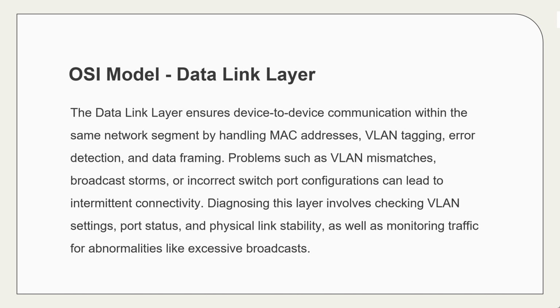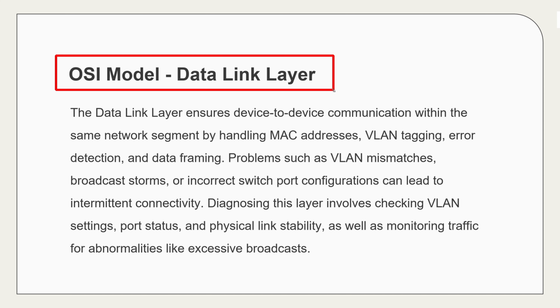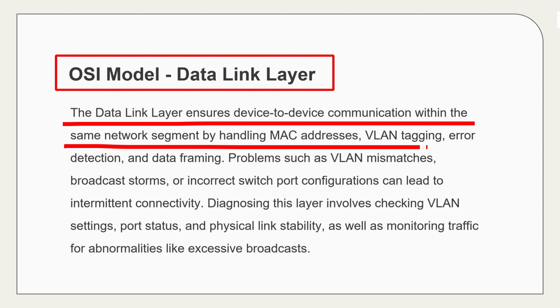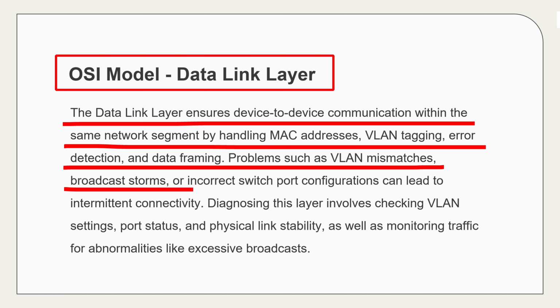The knowledge points of this question are: troubleshooting the OSI model's data link layer. The data link layer handles local communication like VLANs, MAC addresses, and error checking. Issues here, such as VLAN mismatches or bad port configs, can cause unstable connections. Start by checking VLAN settings and port health.